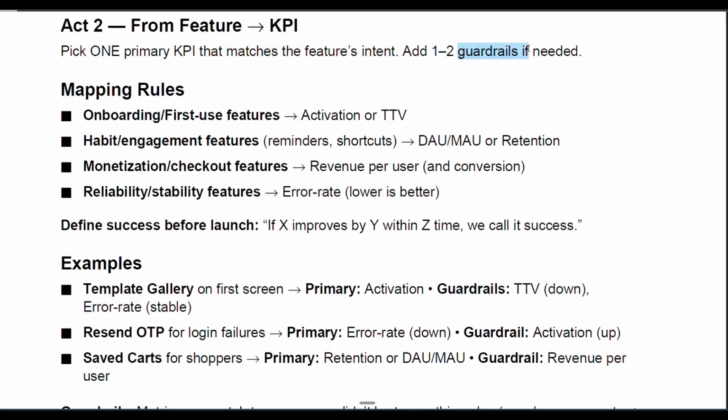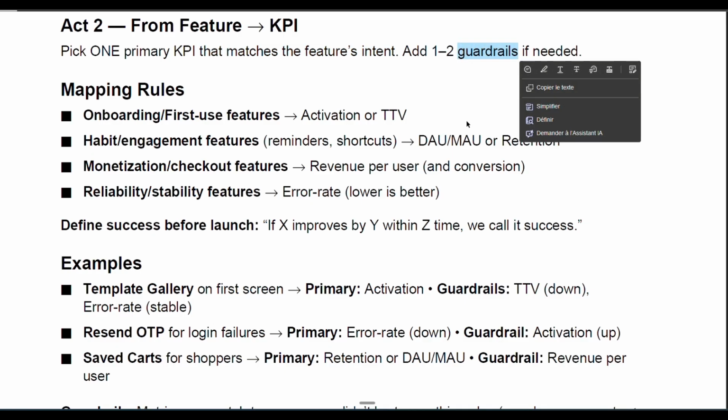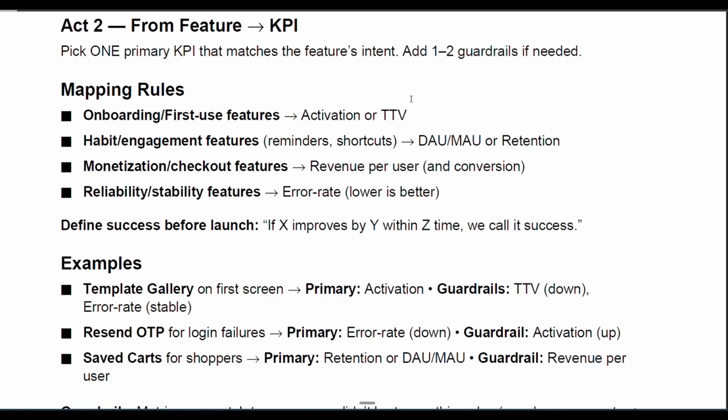So the obvious question you would have is what is exactly a guardrail? Well, in common product manager parlance, a guardrail is defined as a secondary metric you watch to make sure your primary KPI isn't causing harm somewhere, right?